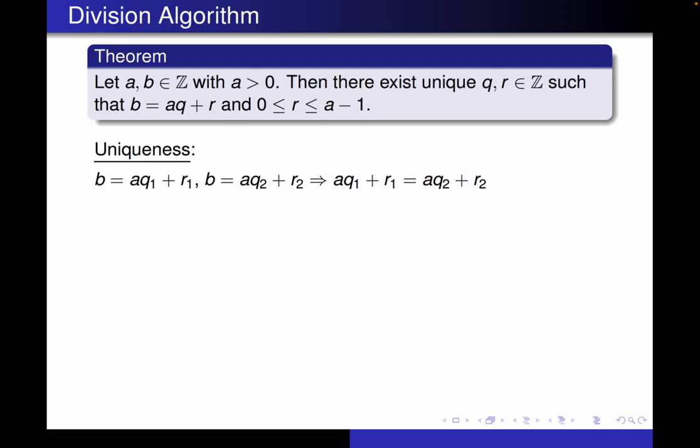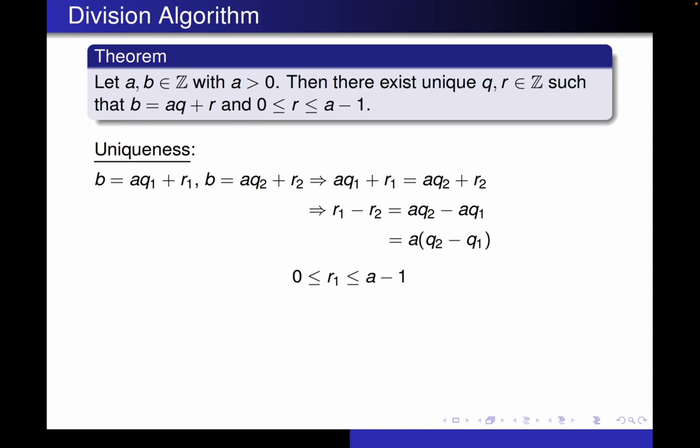We're going to do a little bit of algebra to make that one a little bit nicer to deal with. We're going to move all the r's to the left and all the q's to the right. So we get r1 minus r2 on the left, aq2 minus aq1 on the right. And if you look on the right, you can notice that a is a common factor between those two terms. So we're going to go ahead and factor that out.